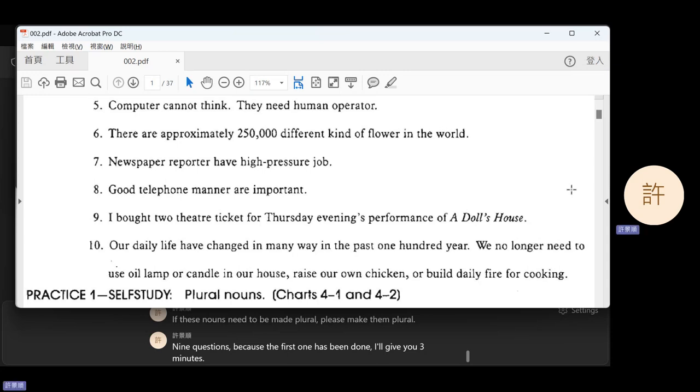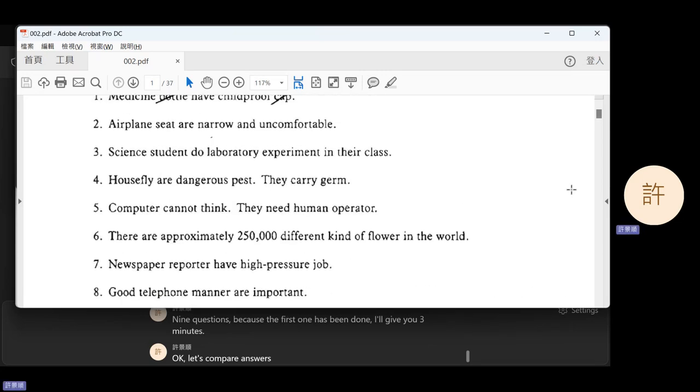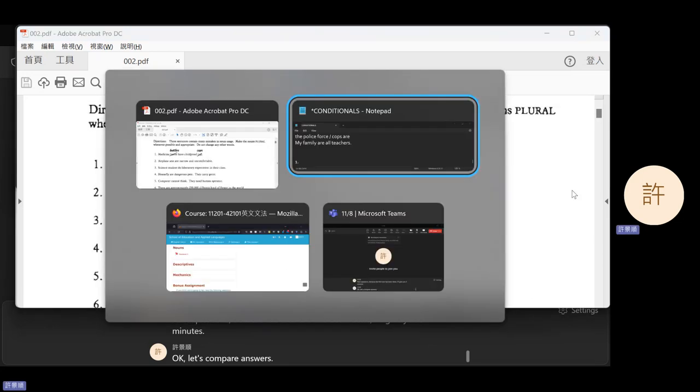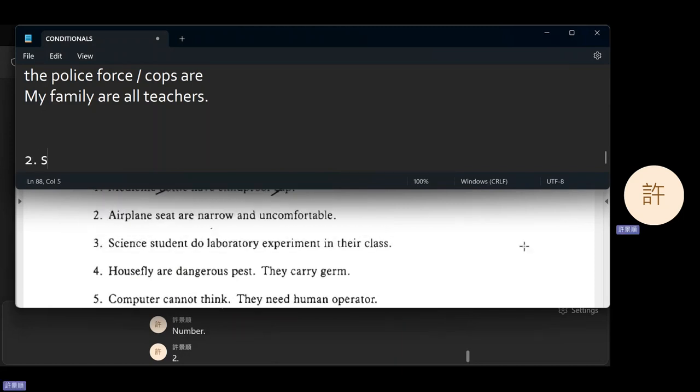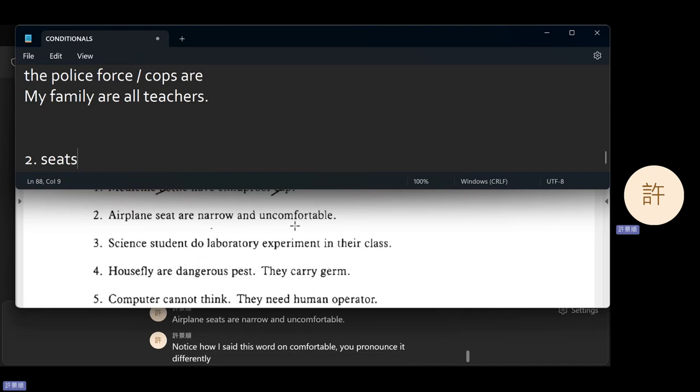Okay, let's compare answers. Number two. Airplane seats are narrow and uncomfortable. Notice how I said this word, uncomfortable. You pronounce it differently than it's spelled. Uncomfortable.